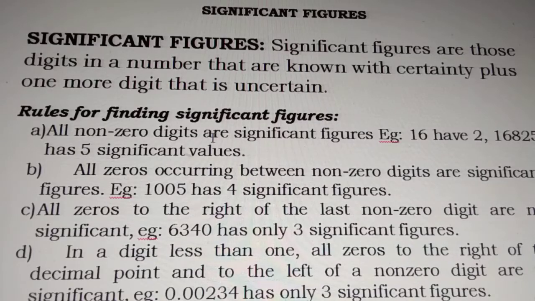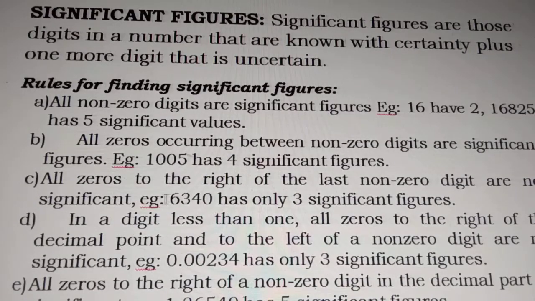All non-zero digits are significant figures. So let us consider 16. There are no zeros present. How many significant figures? 2 significant figures. Here 1, 6, 8, 2, 5: there are 5 significant figures. Secondly, all zeros occurring between non-zero digits are significant figures. 1, 0, 0, 5 has 4 significant figures.